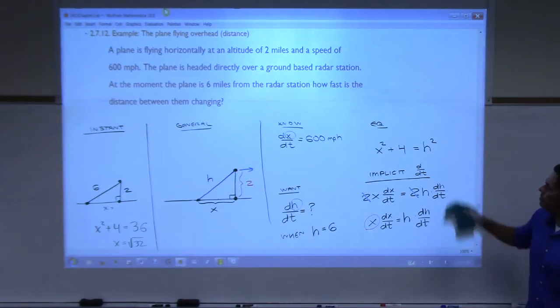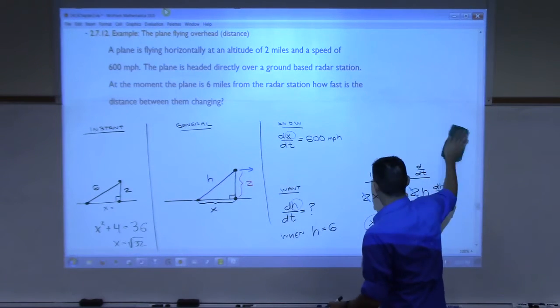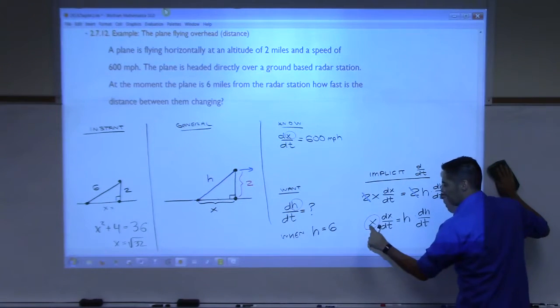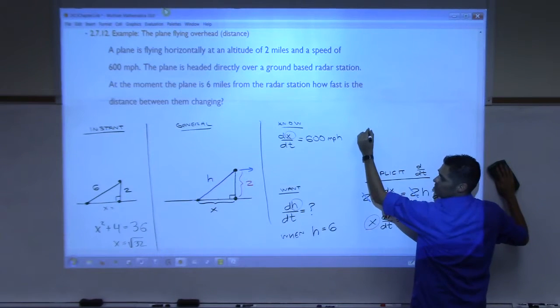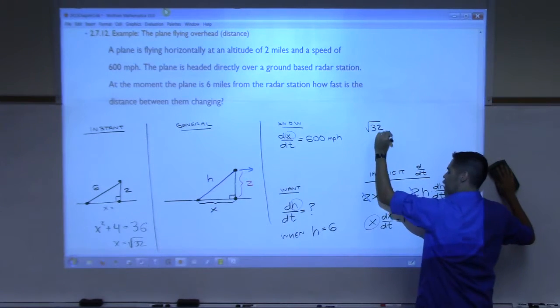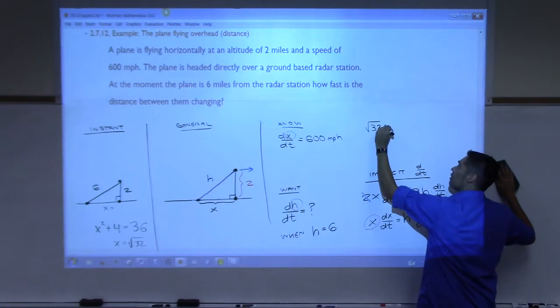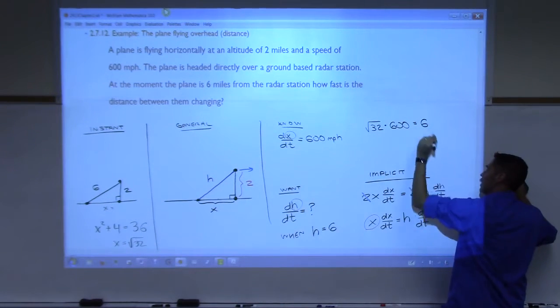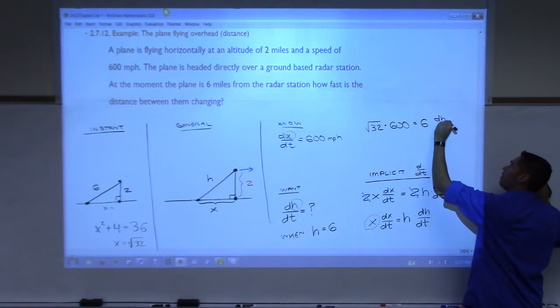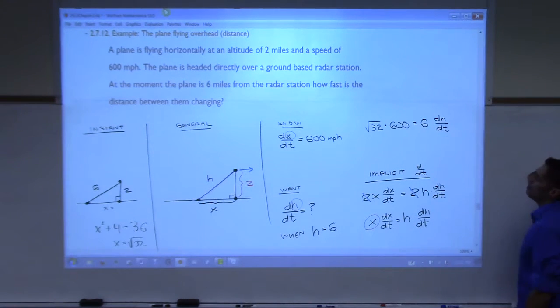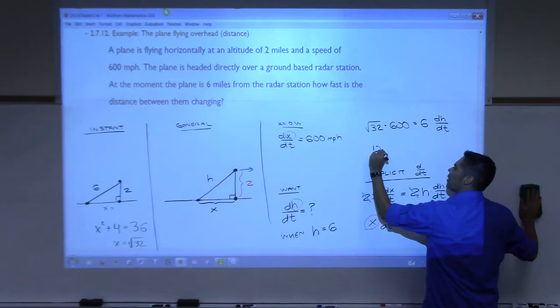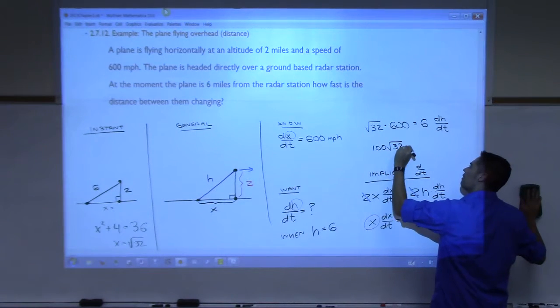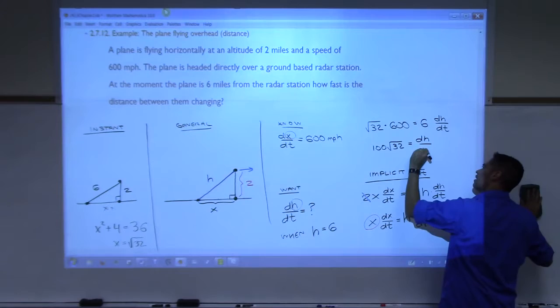I'm ready to put my answer in here. All right, here we go. Writing this down. x is, we just said, root 32. dx/dt is 600 equals h, which we said was 6, and dh/dt is what I'm solving for. I could divide both sides by 6 right now and write it a little different. I'll write 100 root 32 instead. dh/dt.